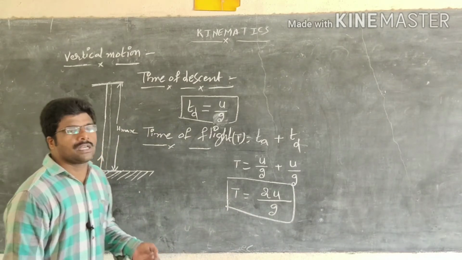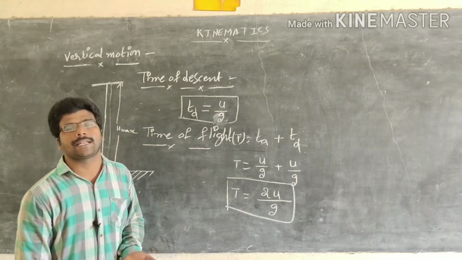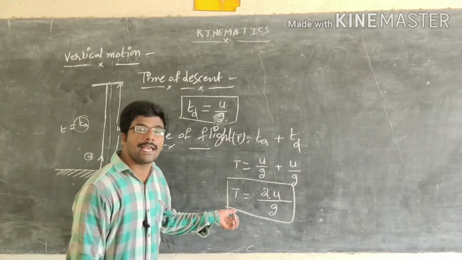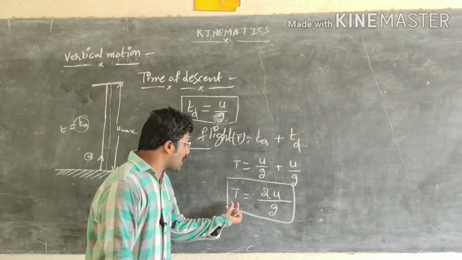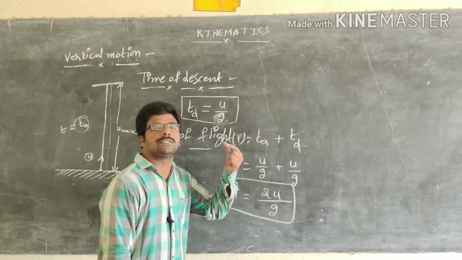Sometimes they may ask you to calculate the time in which the body is in air. That means you want to calculate the time of flight. T equal to 2U by G.